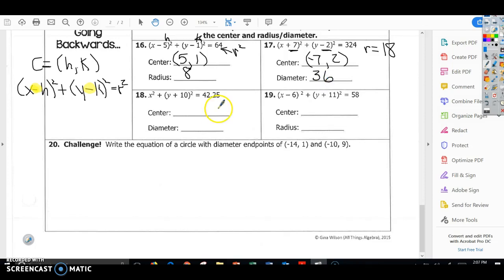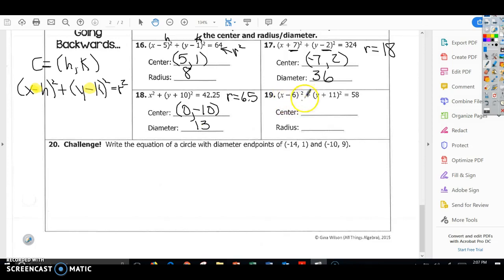Alright, for this one it would be just the same as number 17. Here we don't have a plus or minus for the x, so that just means our x value is 0. We have plus 10, so we've got minus 10 to make that a plus. And then the square root of 42.25, you probably have to plug that in your calculator. That's going to be a radius of 6.5. Again our diameter is twice that, so our diameter would be 13. Okay?